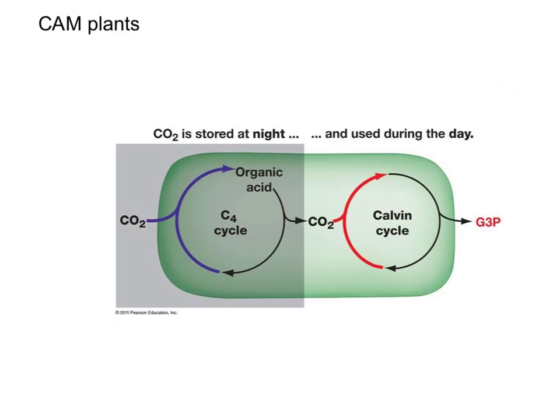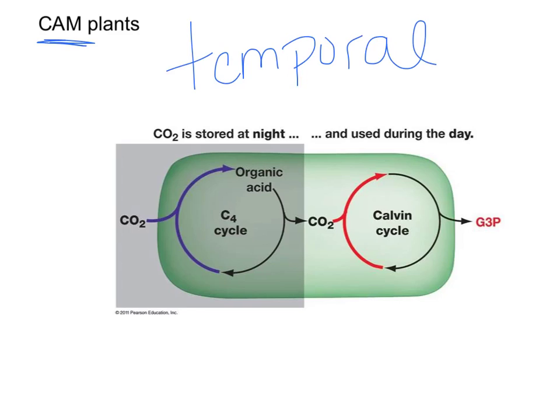Right, so your CAM plants, they're not going to physically separate the two. It's going to be a temporal separation, which, if you remember, is a time separation. So they open their stomata at night and obtain the CO2 and release the O2. And so it keeps them from drying out because they can keep their stomata closed during the daytime.